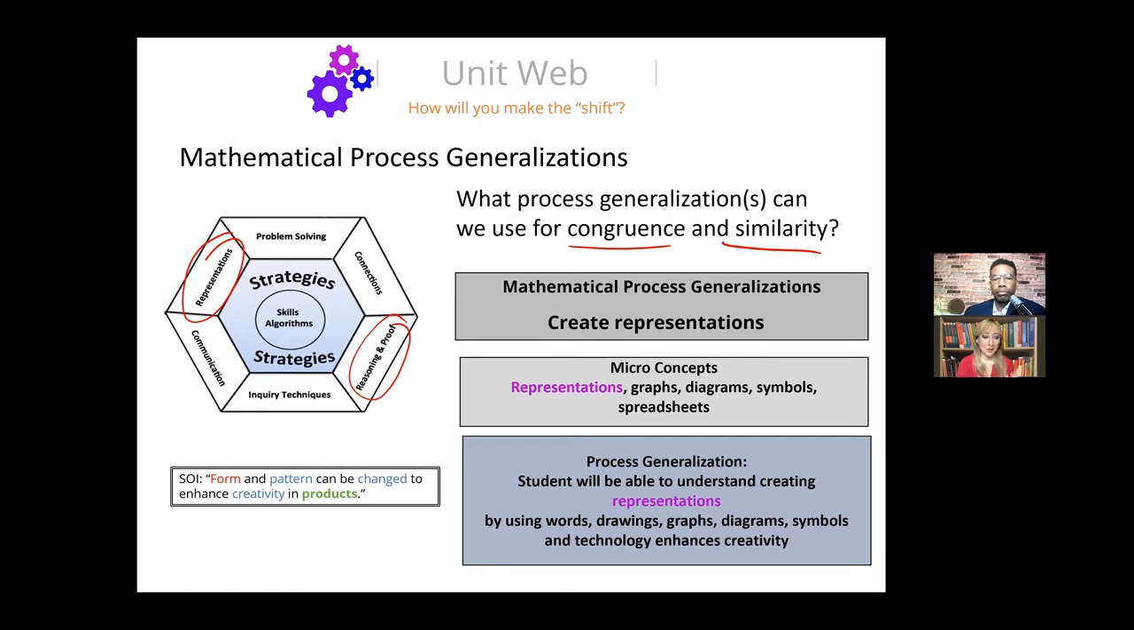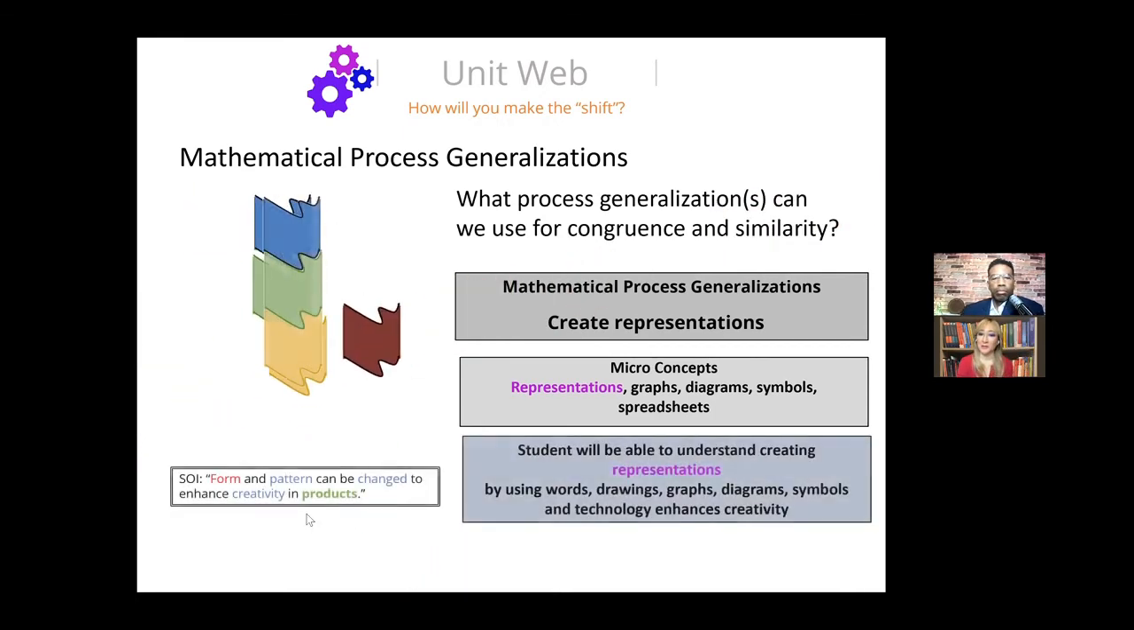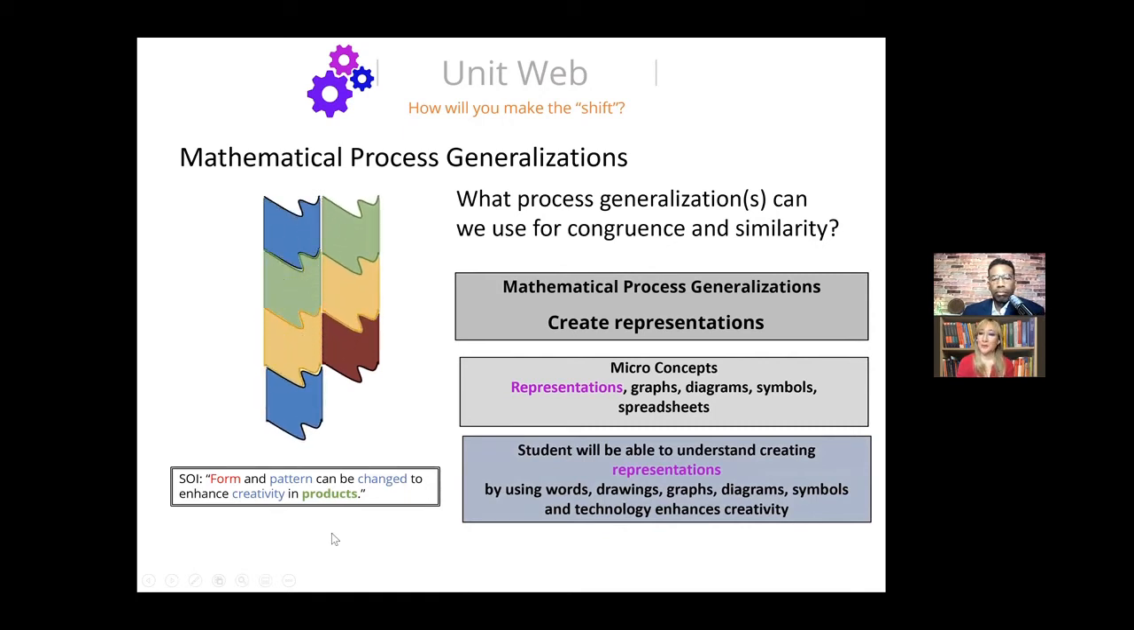And you can see here that Will is moving to an IB MYP school, so he also has crafted a statement of inquiry here. Form and pattern can be changed to enhance creativity and products. And this is like the big overarching generalization for the whole unit. So that mathematical process strand is another piece in that jigsaw for our entire unit web, so that we have an overview, a bird's eye view of the conceptual understandings for that unit.